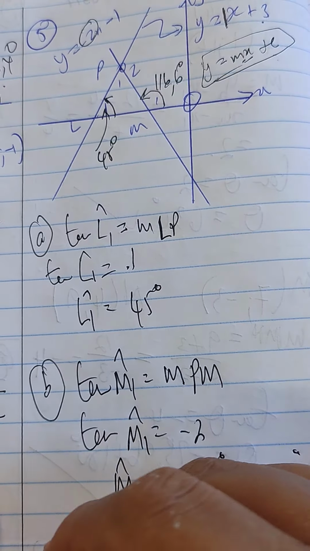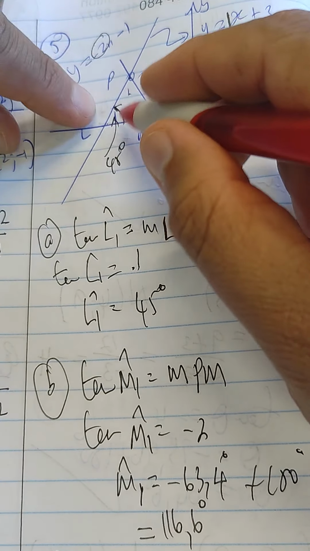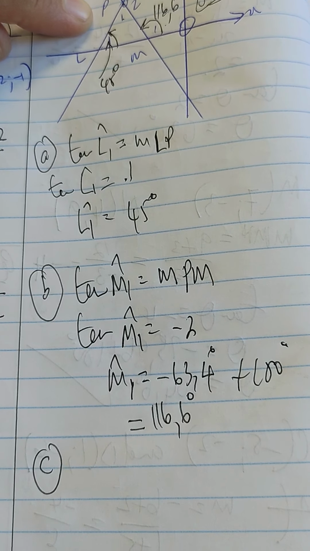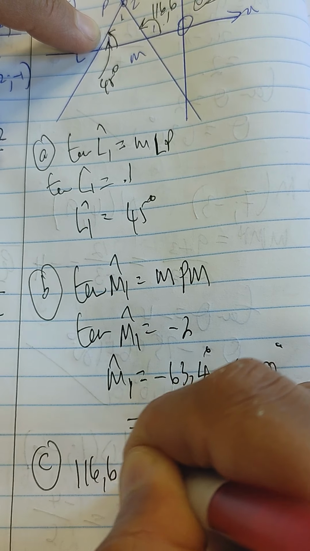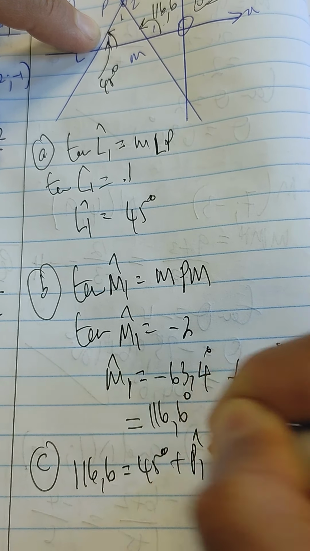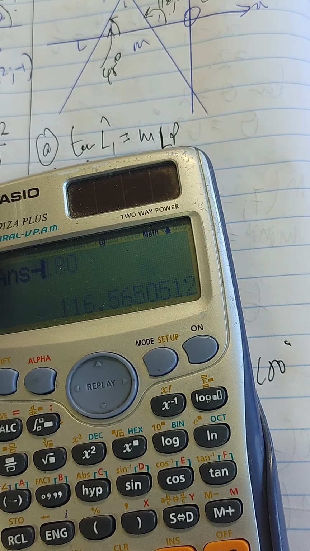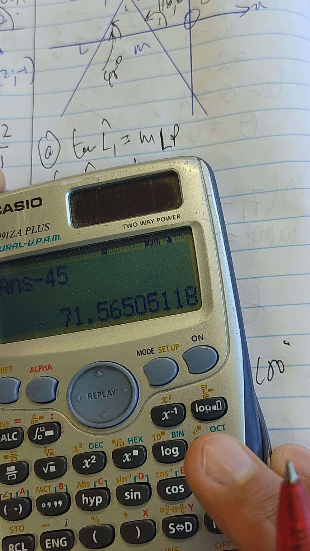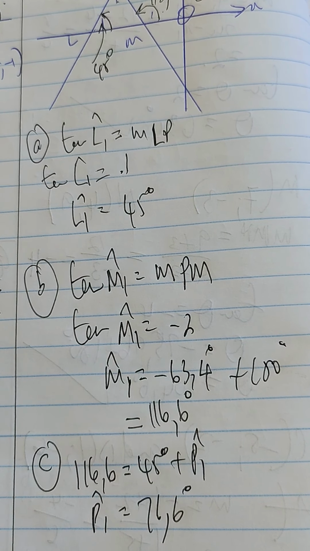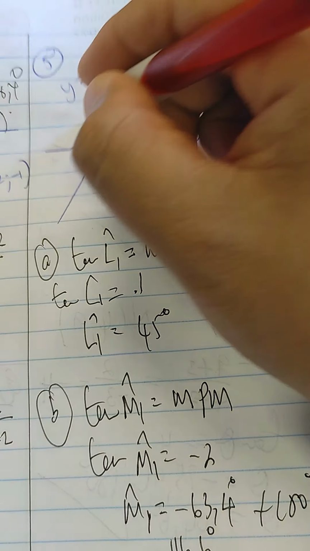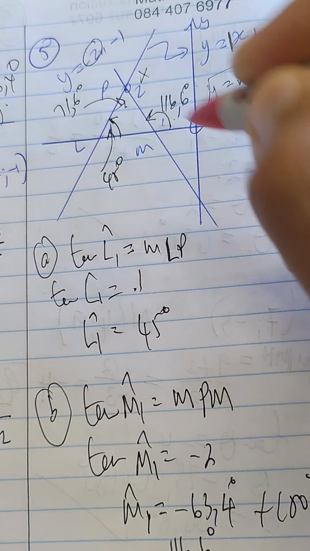Then they want you to work out angle P1. But now we know that the exterior angle is equal to the sum of the two interior opposite angles. So I then say 116.6 is equal to 45 degrees plus angle P1. Exterior angle of a triangle. So it's 116.6 minus 45, which gives you 71.6 degrees. So that is 71.6.